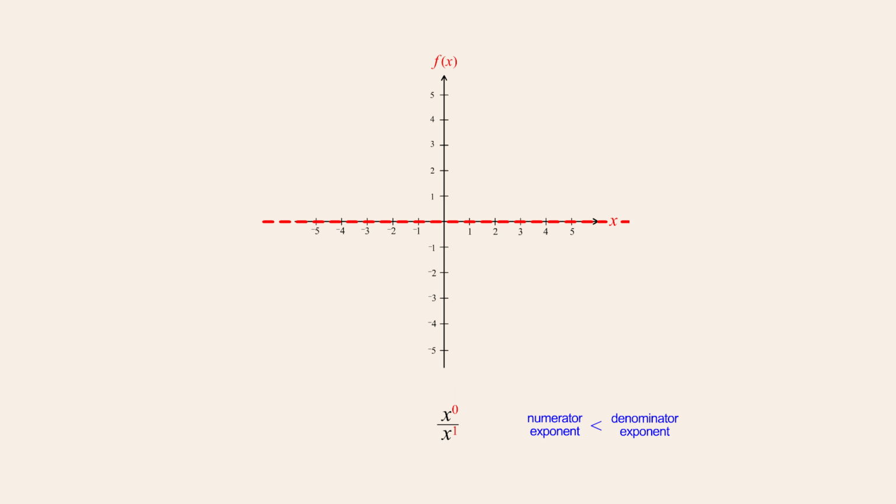And so the function 1 over x has a graph that looks like this.